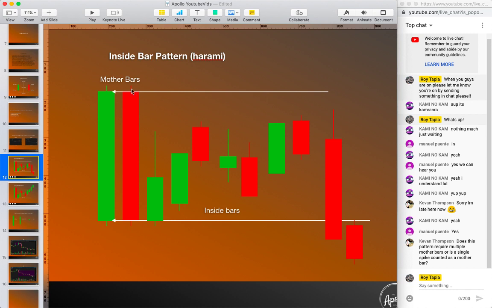But okay, so we have our mother bar. It's one of these, not necessarily both. It could be green or red, right? Bullish or bearish. The inside bar pattern happens as a consequence of this mother bar, when the bars open on the inside and play within this range, in between this resistance and this support.